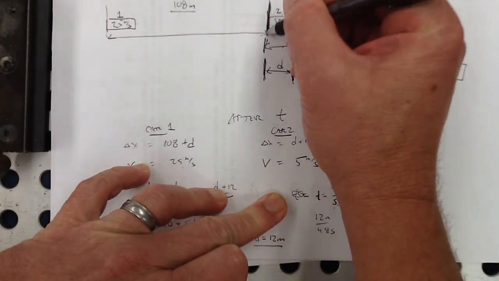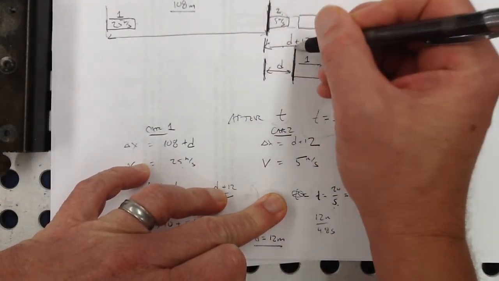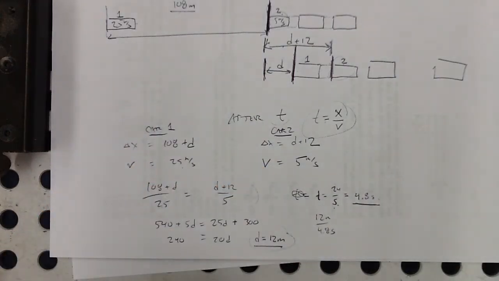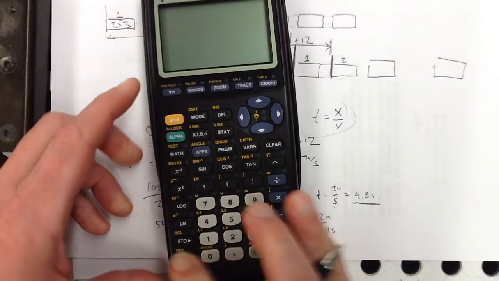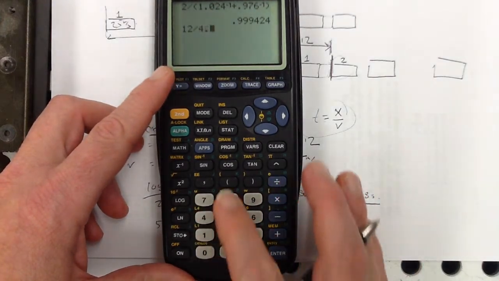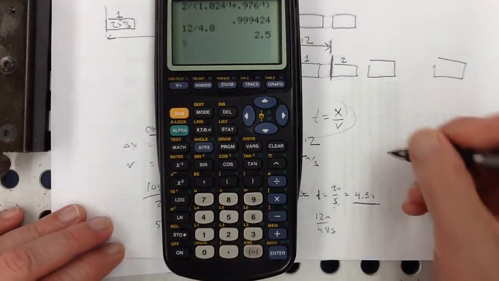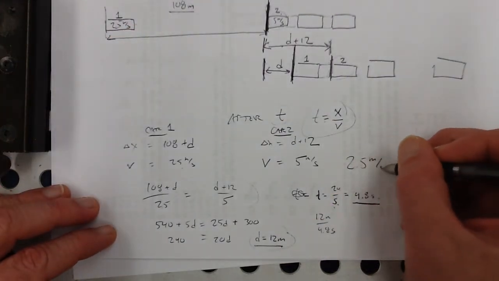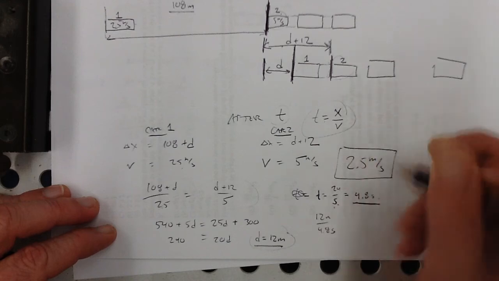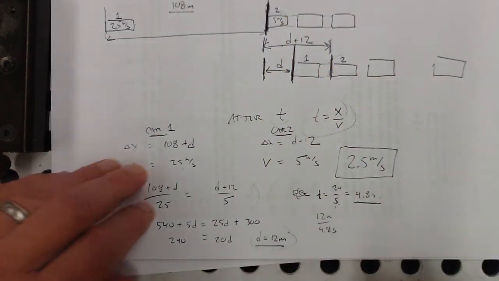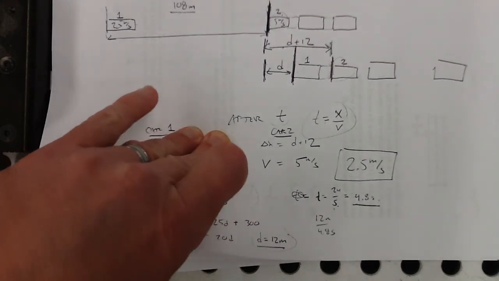Now we want to know how fast it's moving, so what distance was covered here? Well, the back of the shockwave went from here to here, a distance D of 12 meters, in 4.8 seconds. 12 meters in 4.8 seconds. So that is 2.5 meters per second. So the back of the shockwave is migrating up the highway at 2.5 meters per second.